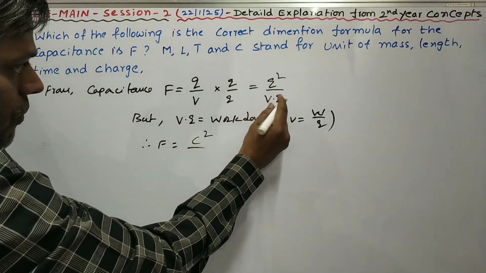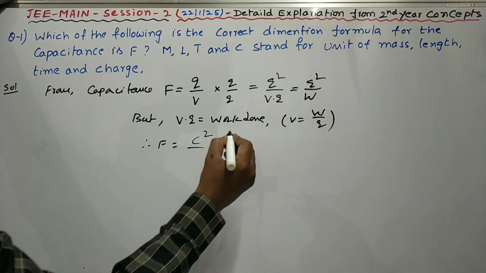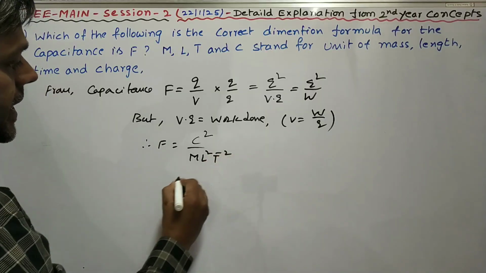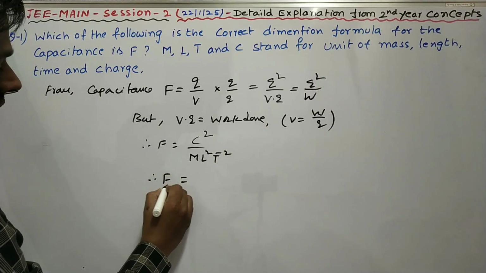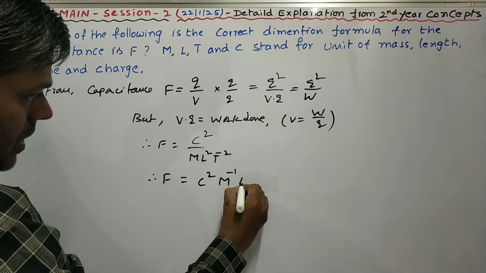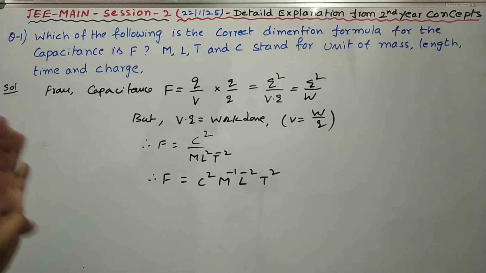So V into Q is replaced by work, isn't it? So the work dimension formula is M L square T power minus 2. Therefore, the dimension formula of capacitance F is equal to C square into M power minus 1 L power minus 2 T square. That's it.